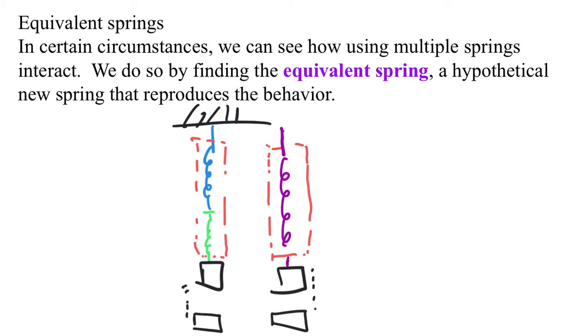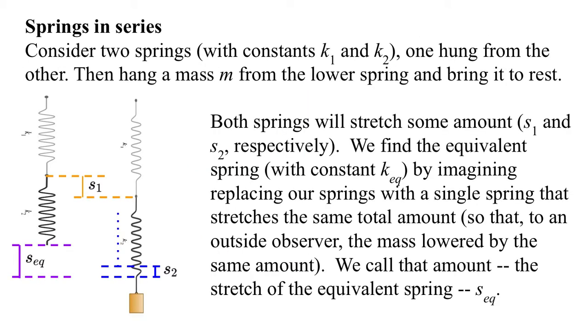and that the behaviors are all the same. And in certain cases, we can easily get to a result that tells us how we combine springs, and that's what we're going to do for the rest of this period. We start with something called springs in series, which is what I was just talking about, one spring attached to the end of the other spring.